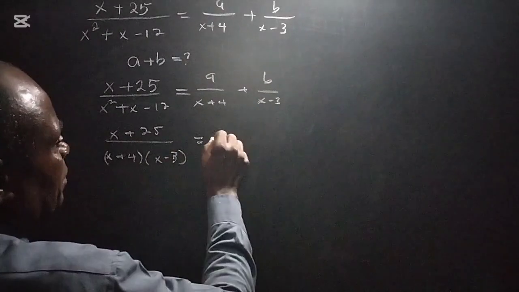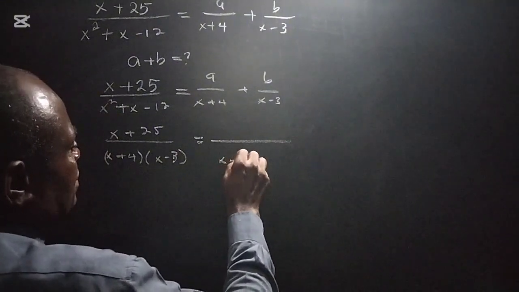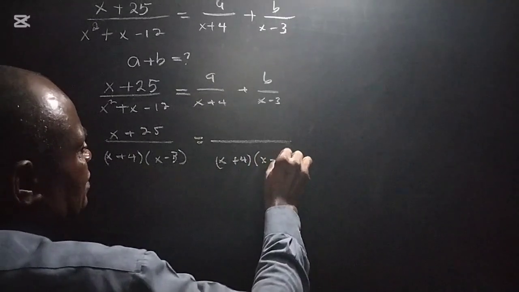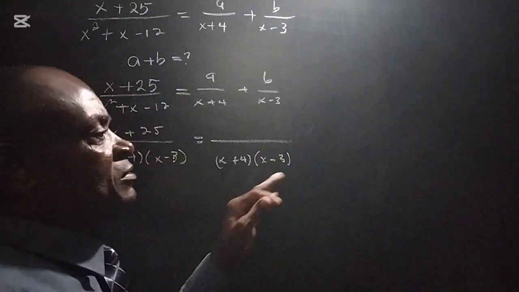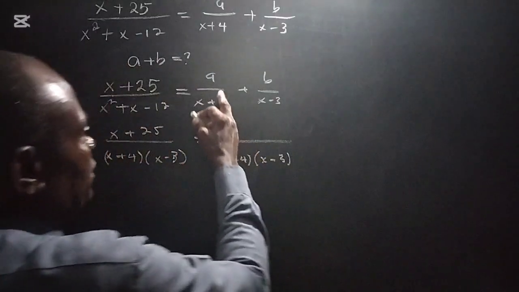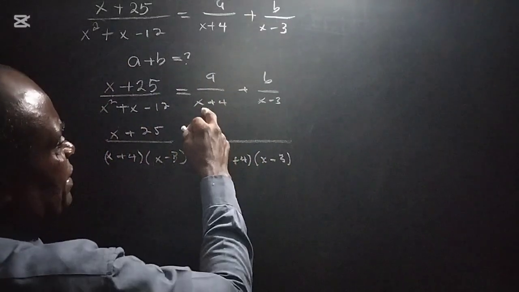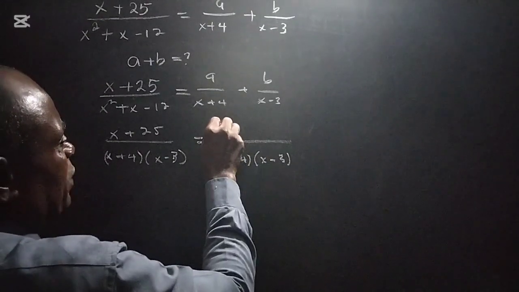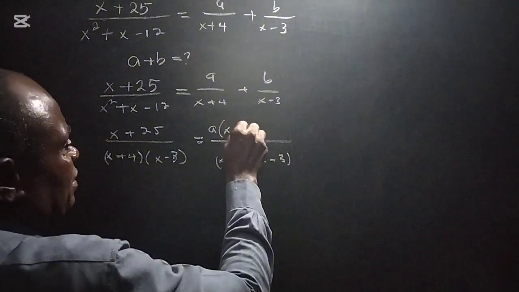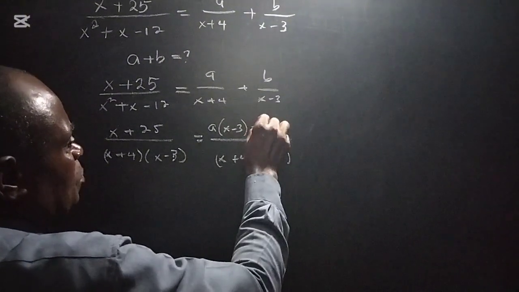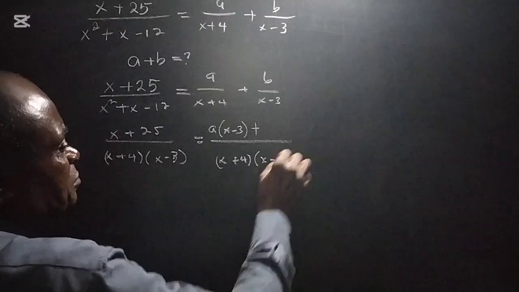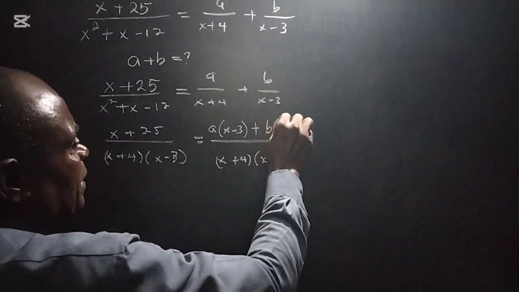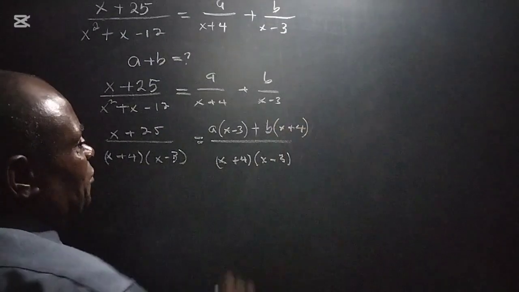And then we find the LCM of the opposite side. We have x plus 4, then x minus 3. Okay, if we find the LCM, then this LCM is divided by this x plus 4, we cancel x plus 4, you are left with x minus 3. So we have a into x minus 3, then plus, so x minus 3 we cancel x minus 3, you are left with x plus 4 here. So the b we multiply by x plus 4.